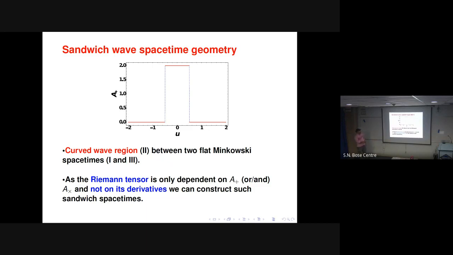And why do we consider such discontinuous pulse profiles? Why can it happen? Because you know, for a metric, it has to be C2, right? But we can construct it, because the Riemann tensor, as we find out, is only dependent on A plus and A cross, not on their derivatives. So, no cases of delta functions arise. That is why we can construct such a sandwich wave.